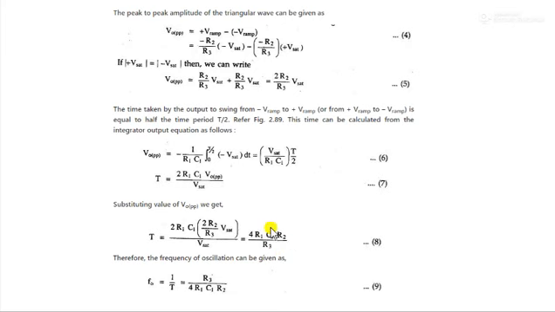And from this we can easily find the frequency of oscillation. So f naught is equal to 1 by T, that is equal to R3 divided by 4 into R1 C1 into R2. This is the frequency of oscillation of the signal. And in the triangular waveform, the fall time and rise time are equal. This is a point we should understand from the triangular waveform.